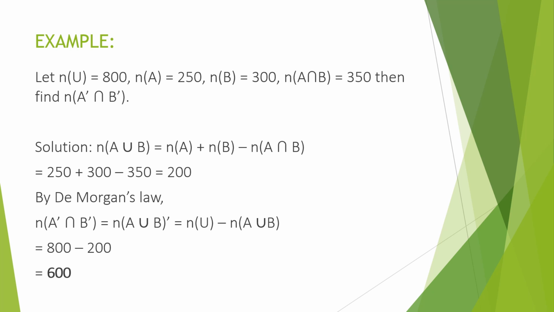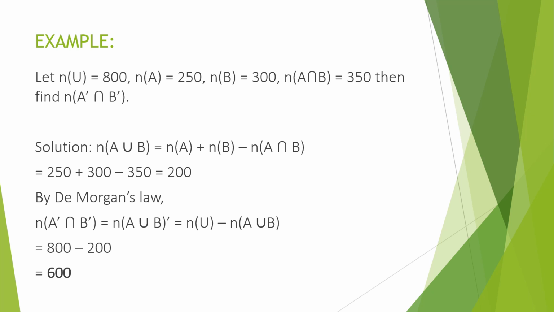Now see, whenever it is given in this manner, you know that A dash intersection B dash is A union B whole dash by DeMorgan's law. So first thing is you find N of A union B, that is equal to N of A plus N of B minus N of A intersection B. Hence you have got the number of elements in A union B as 200.